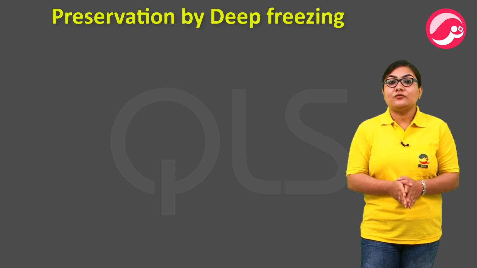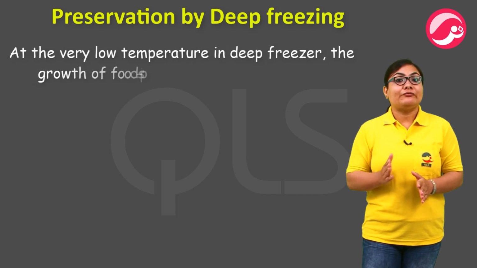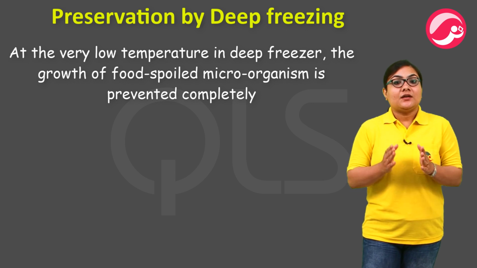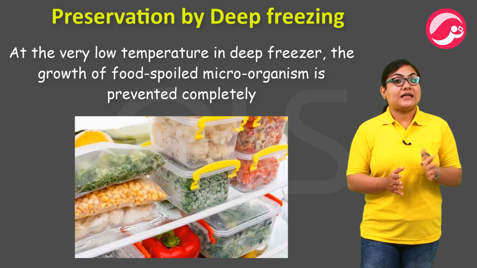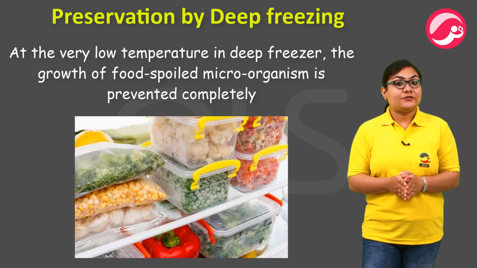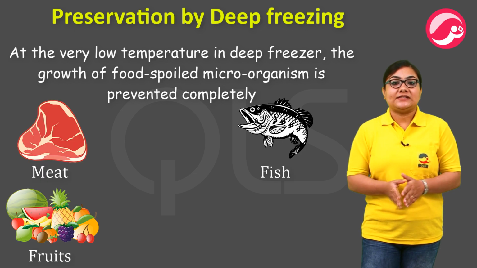आप सब ने frozen food खाया होगा. At the very low temperature in a deep freezer, the growth of food spoiling microorganisms is prevented completely. Due to this, the frozen food remains unspoiled and fresh for a longer period of time. The deep freezing method is used for the preservation of foods like meat, fish, fruits and vegetables.